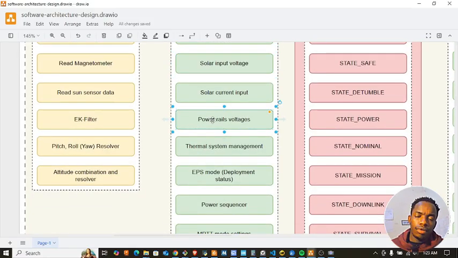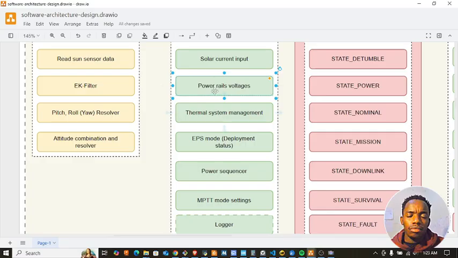So we have 3.3 volts, 5 volts, 7.4 volts from the battery. We have the solar input voltage. So we have to measure all of those rails. They'll explain why in a few. So the next is thermal system management.